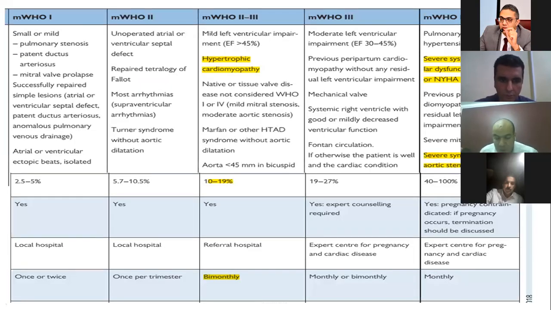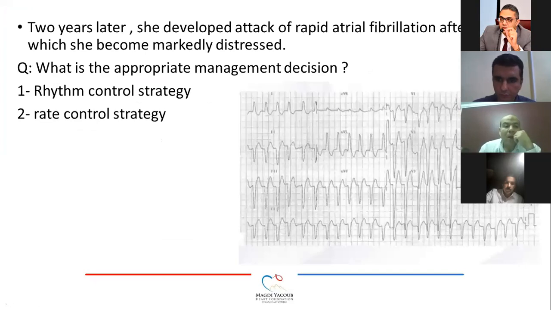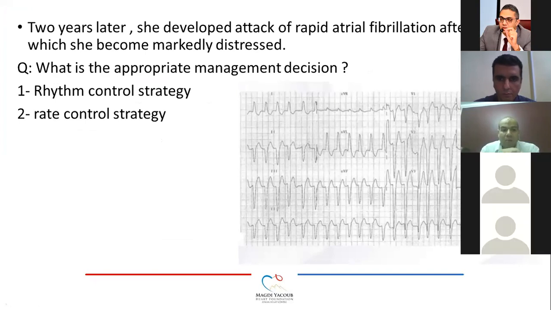Dr. Karim, do you want to comment? I think we can continue, Mohammed. Go on. Okay. Two years later, she developed an attack of rapid atrial fibrillation, after which she became markedly distressed. So, what is the appropriate management decision? It is rhythm control strategy or rate control strategy. Rhythm control, of course.